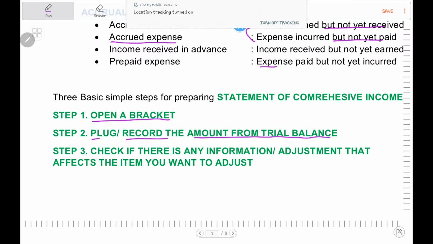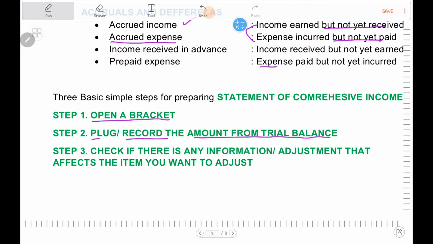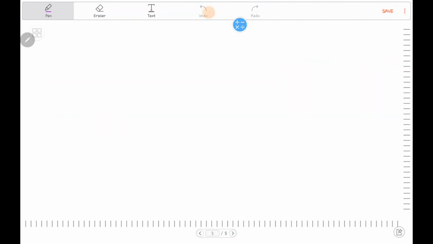Then the third step is for you to check if there is any information or adjustment that affects the item that you want to adjust at that time. If it's sales, it means you'll be looking for the credit sales that were never recorded, and in terms of discount, it can be the trade discount that was never subtracted from certain invoices, and also the returns by debtors that were never recorded. So you have to look for such adjustments. Okay, then let's go through.